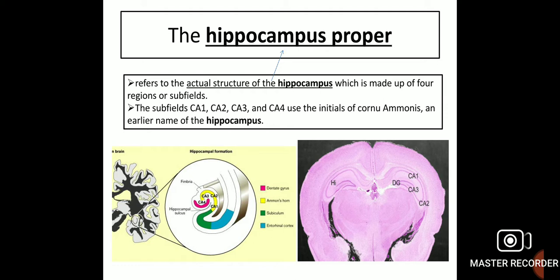Memory transfer occurs first from the DG region, shaded in pink. It goes to CA3 and then CA1 and then onwards. This is how memory formation takes place.